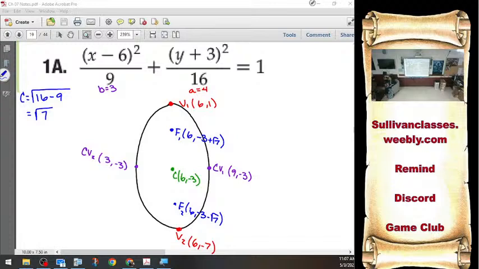So I know that A is the bigger one, but if it doesn't give it, you just assume that the 16 is going to be A because it's bigger? Because A is bigger than B. Yes. So the bigger one is always going to be A. Yes, so even if it's flip-flopped, just flip-flop it. A squared is always the larger denominator with ellipses. With hyperbolas, it changes. Okay? Right now, it's just whoever's the big one.